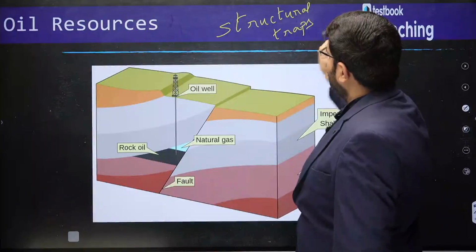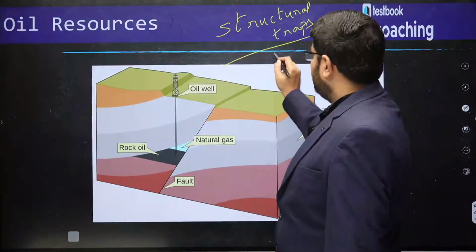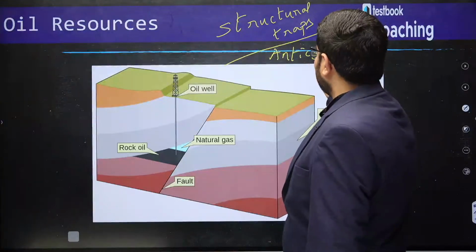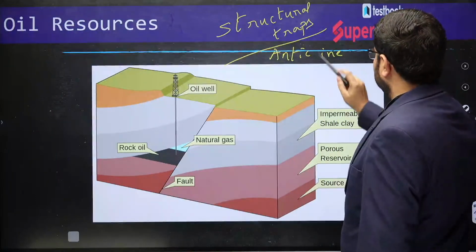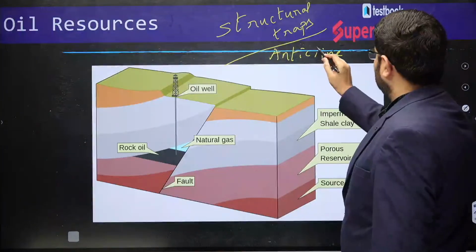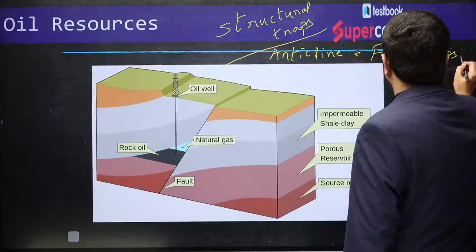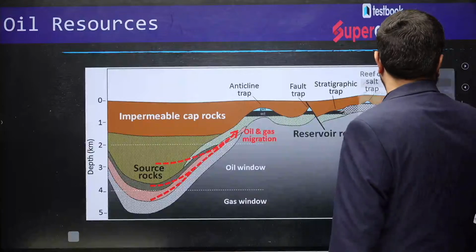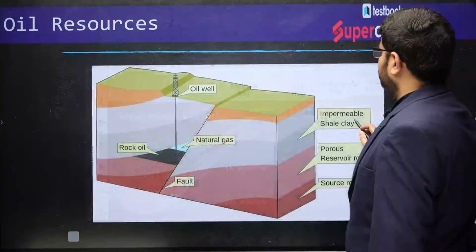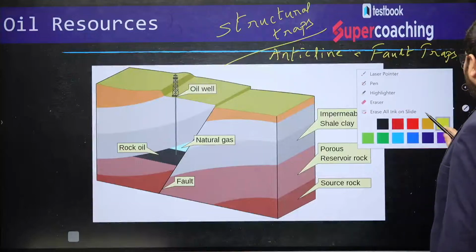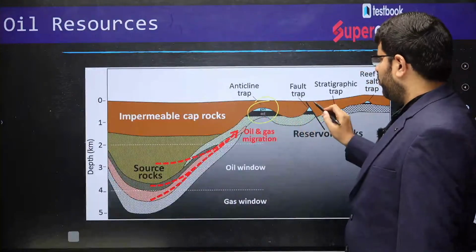So in geology, we call them structural traps. We will discuss a concept called anticline and fault traps. As you can see here, anticlines and fault traps. See this picture. This is the anticline trap. This is the fault trap.